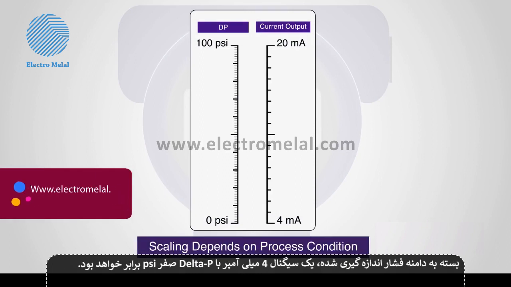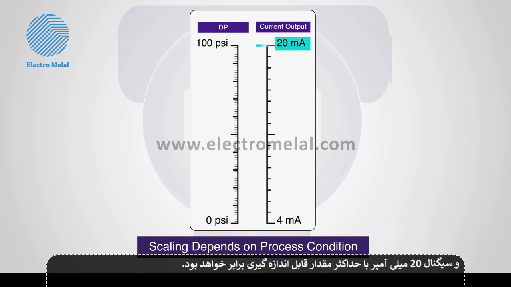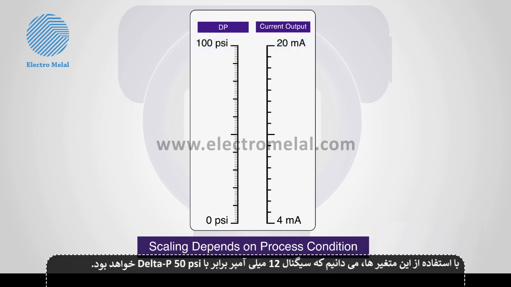Depending on the range of measured pressure, a 4 milliamp signal would equal a measured delta P of 0 psi, and a 20 milliamp signal would equal the maximum measurable value. In this case, we'll say that the maximum delta P is 100 psi. Using these variables, we would know that a 12 milliamp signal would equal 50 psi delta P.